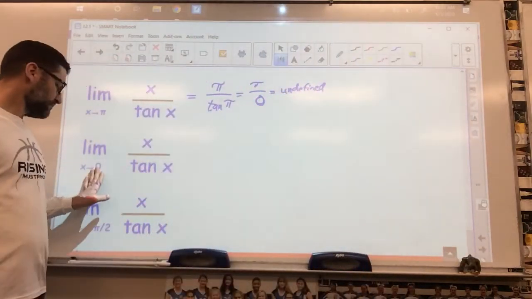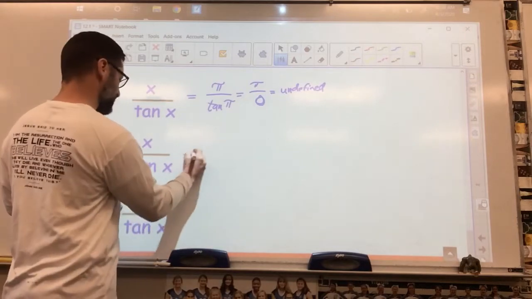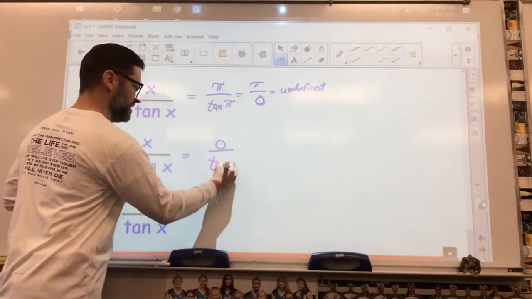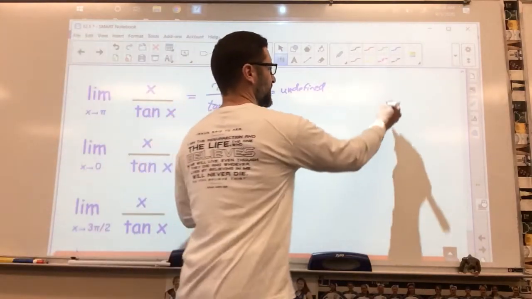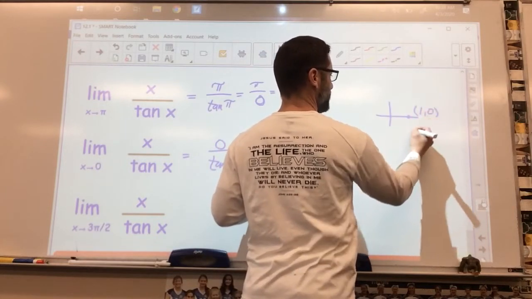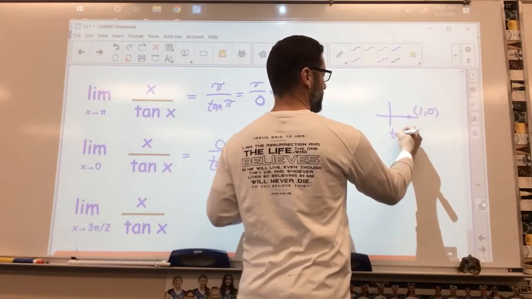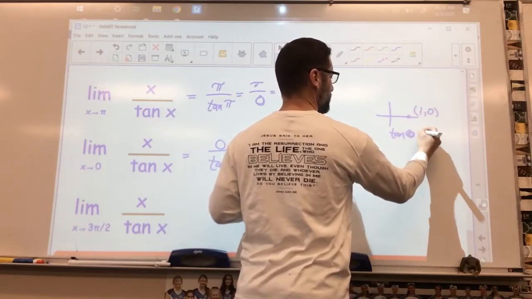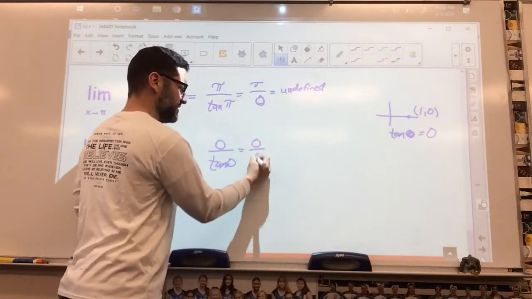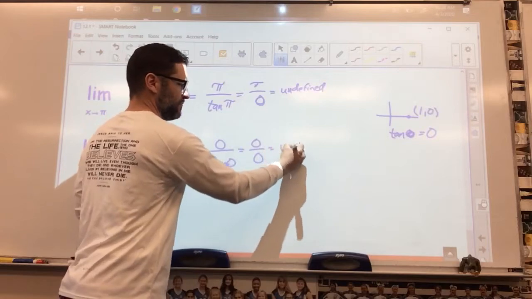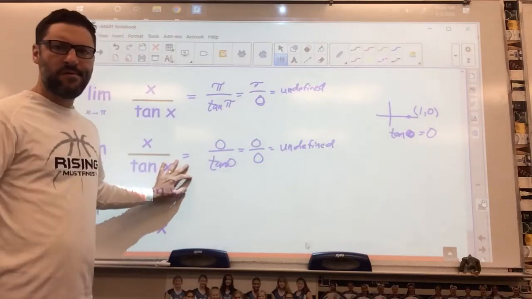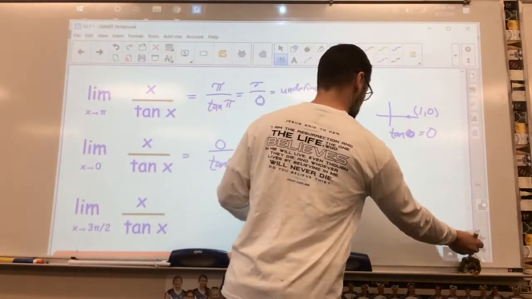Two more. The limit as x goes to 0. I'll plug zeros in: 0 over the tangent of 0. Here's 0 right here. That ordered pair is 1 comma 0. Tangent is y over x, so the tangent at 0 is 0 over 1, which is 0. So I get 0 over 0. That's also undefined. One more.